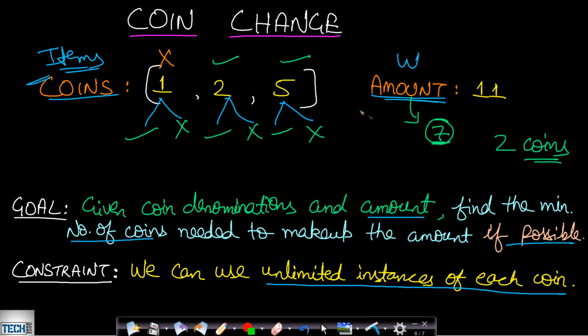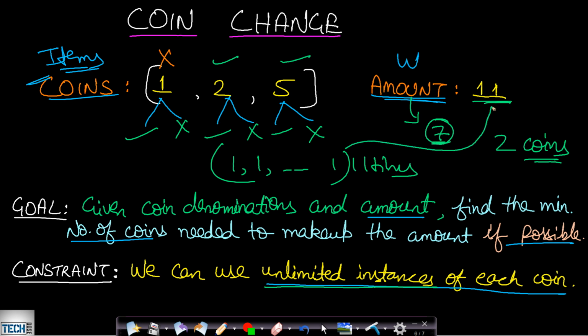Now what happens if our amount equals 11? That would not have been possible because only one instance was allowed. But in this case unlimited instances are allowed. Therefore we can just take coin 1, 11 times, and we can say that the sum value is equal to 11. So in this case we are taking 11 coins, but we want to minimize the number of coins. Therefore we will also choose some other combinations as well.